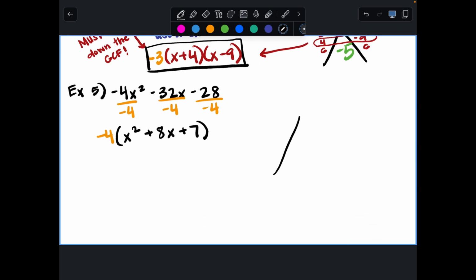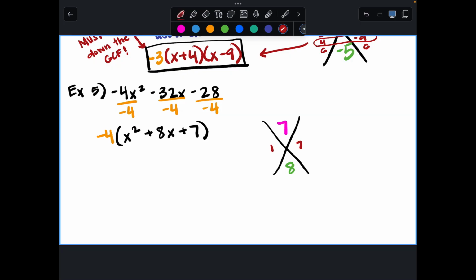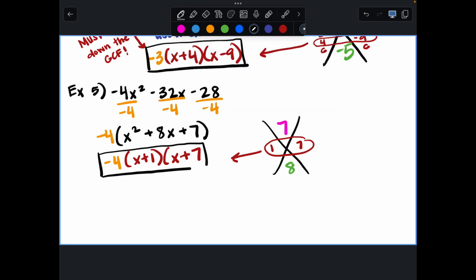Okay, A is equal to 1, so I'm going to be able to do the x puzzle and go straight to the answer. So we have 7 and 8. There's only one option for this one because the only thing you can multiply together to get 7 is 1 and 7. And 1 plus 7 is 8. So A is equal to 1, so shortcut, I can do x plus 1 times x plus 7. And I just have to remember to bring down the negative 4. So that's my answer.